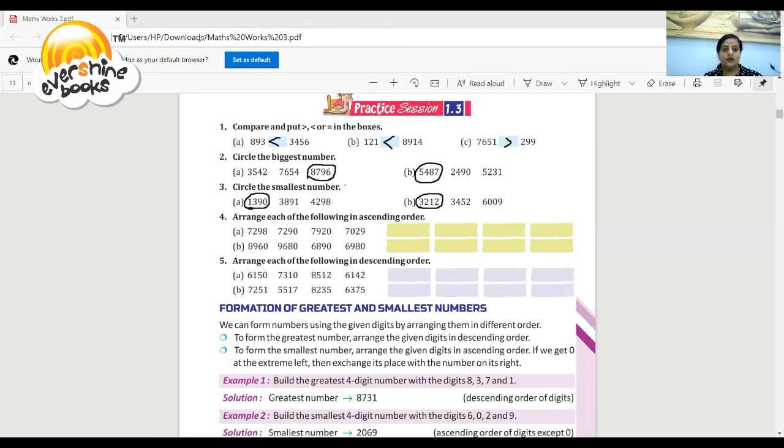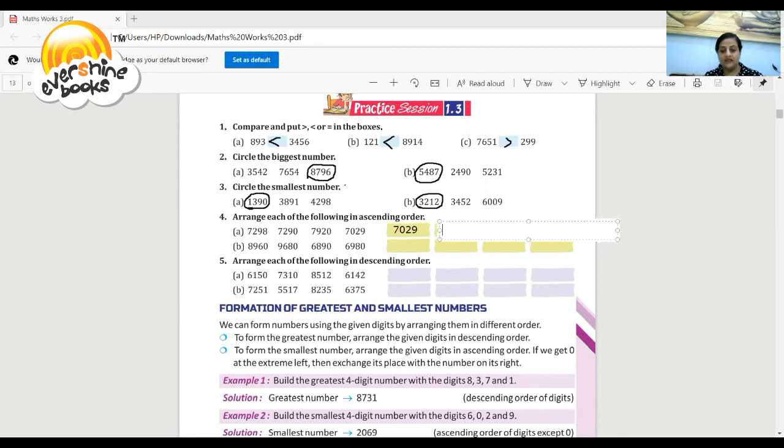Now we are going to do ascending order. So first of all, 7000, 7000, 7000, 7000, same. Now we will say 200, 200, 900, and this is 29 only. So the first number will come here, 7029, because there is no number at the 100 place. It is the smallest number. Next is 298 and 290. Which is smaller? 290.